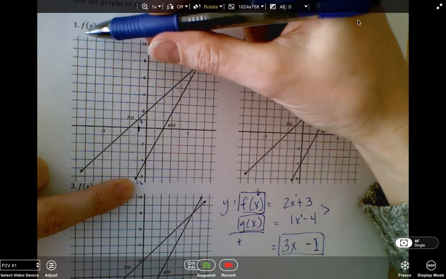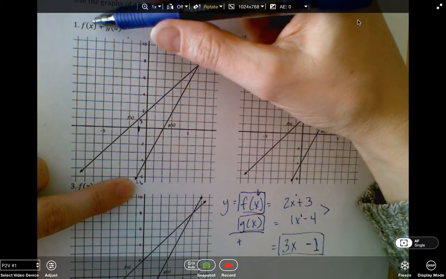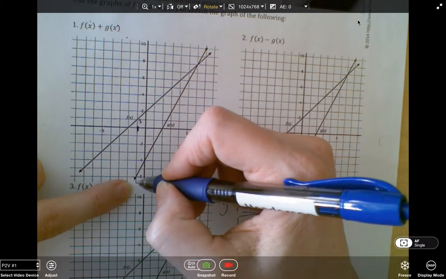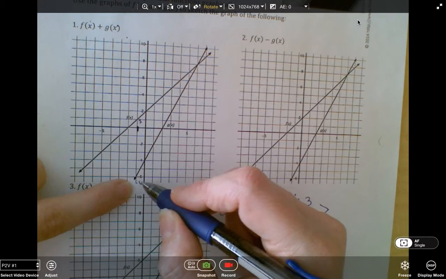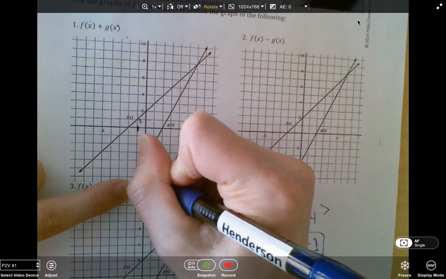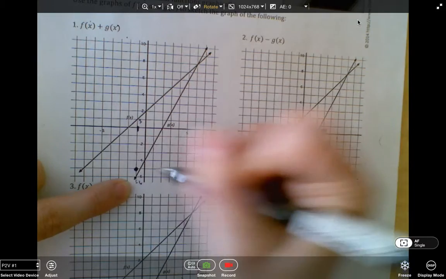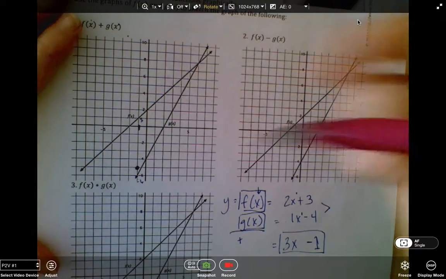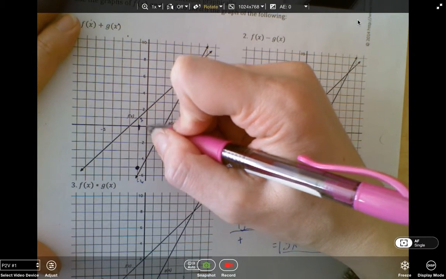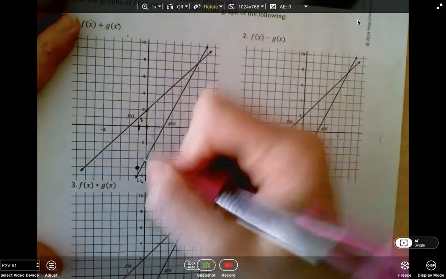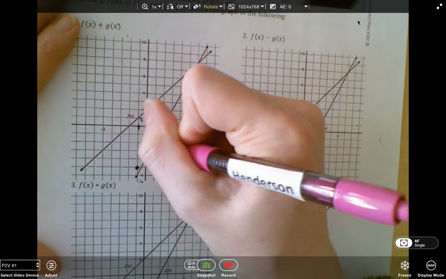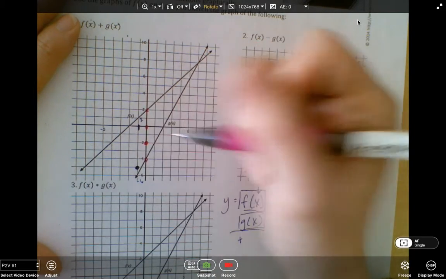So here they're asking us to add f of x and g of x. So I'm adding the y of this function and the y of this function. So I'm going to take the y of 1 and I'm going to add it to the y of -6. That's going to give me a -5 for the additive solution there. Okay, let's do another one. Maybe we'll do 0. At 0 here, this is 2 and this is -4. So -4 plus 2 gives us -2.